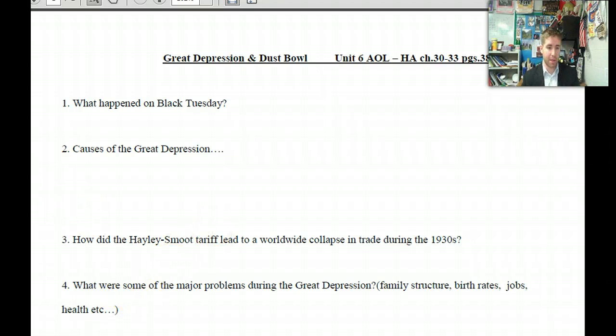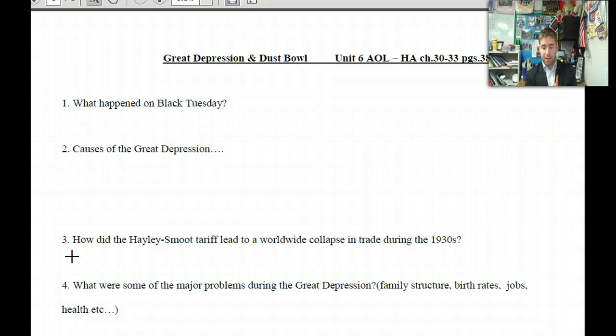Let's start with the causes of the Great Depression. Most of you are very familiar with the idea: the cause of the Great Depression being a financial collapse of some variety. Yes, Black Tuesday was a part of it, Black Tuesday being when the stock market itself collapsed. But Black Tuesday in and of itself was not the only reason the Great Depression happened.